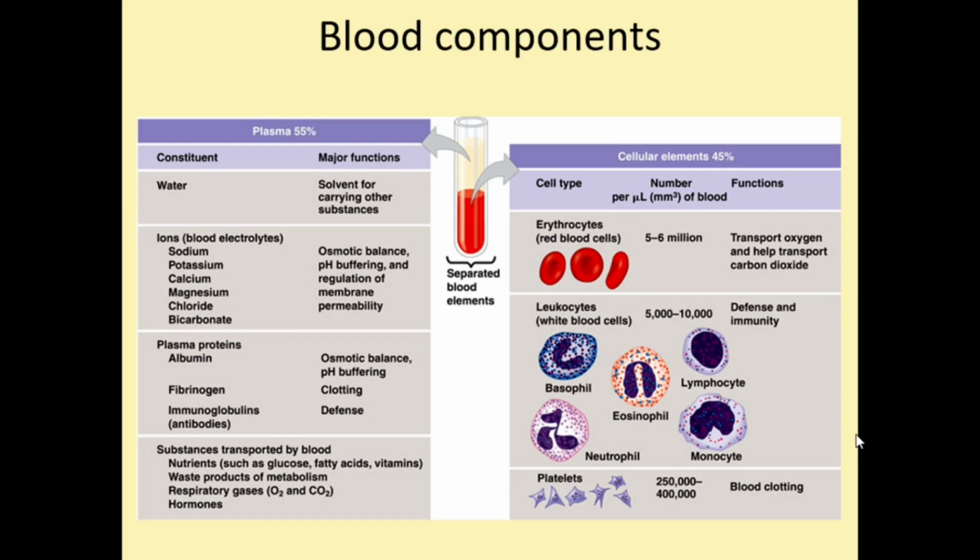Okay, so those are the main components of our blood that makes blood a very, very important type of connective tissue. So it's a lot more than just a watery substance with red blood cells. There's a lot more going on there than that.